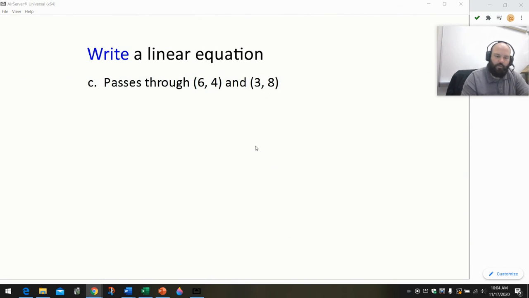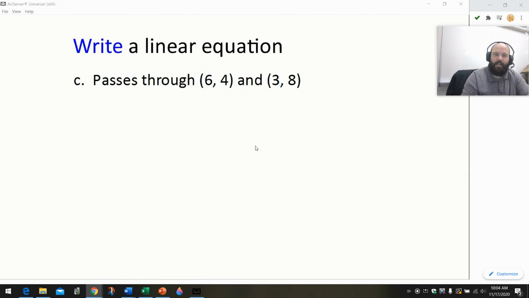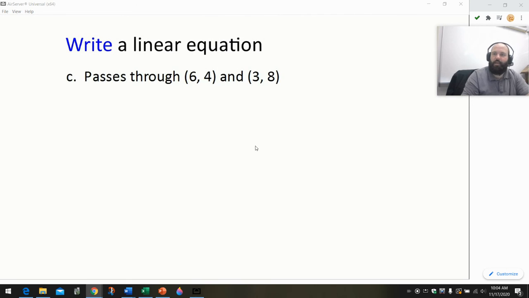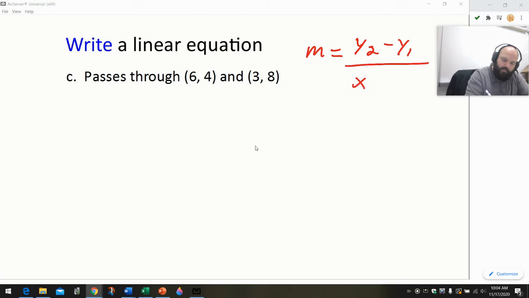Okay, I'm going to show you one more of these. And same as the last ones, we are given two ordered pairs, and we need to use those two ordered pairs to find the m and then find the b and then write our equation. So let's start by finding m. m is y2 minus y1 over x2 minus x1. So that means this is x1, y1, x2, y2.